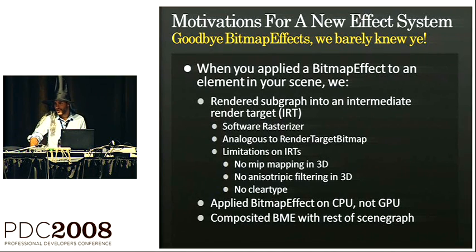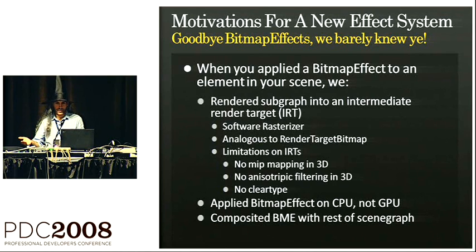So this rendering into a system memory bitmap is analogous to RenderTargetBitmap, if you're familiar with that. It's just taking a subgraph, rendering it via the software rasterizer into an intermediate render target. You'll notice that there are some limitations with intermediate render targets. And this doesn't just apply to BitmapEffects. This applies to drawing brushes and visual brushes, but it also applies to BitmapEffects. So I'll just go ahead and list them right now.